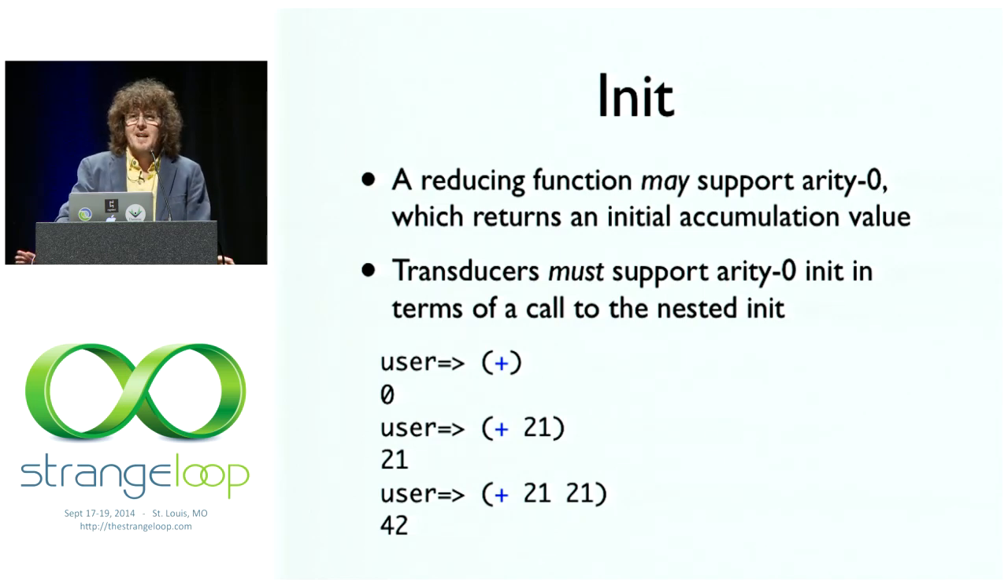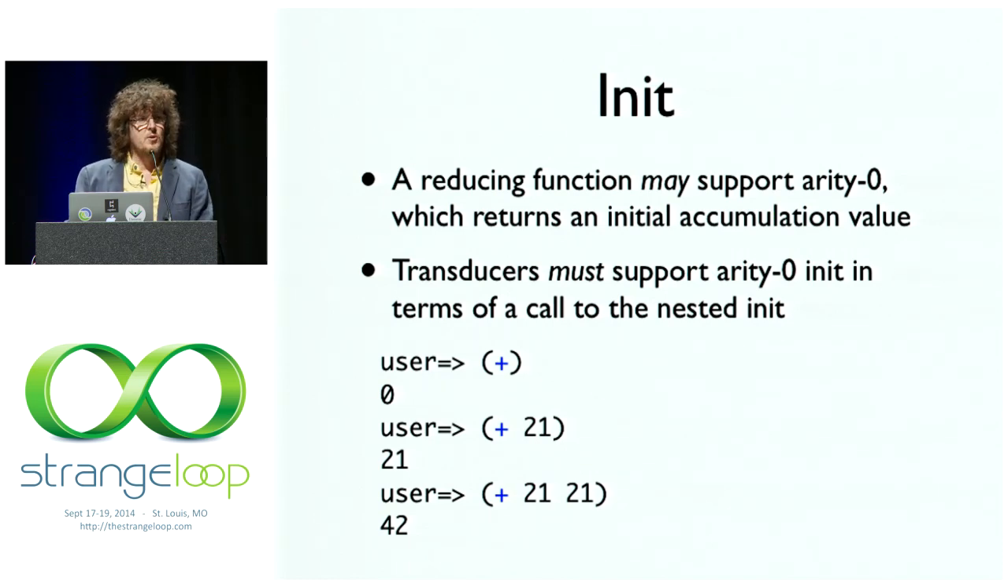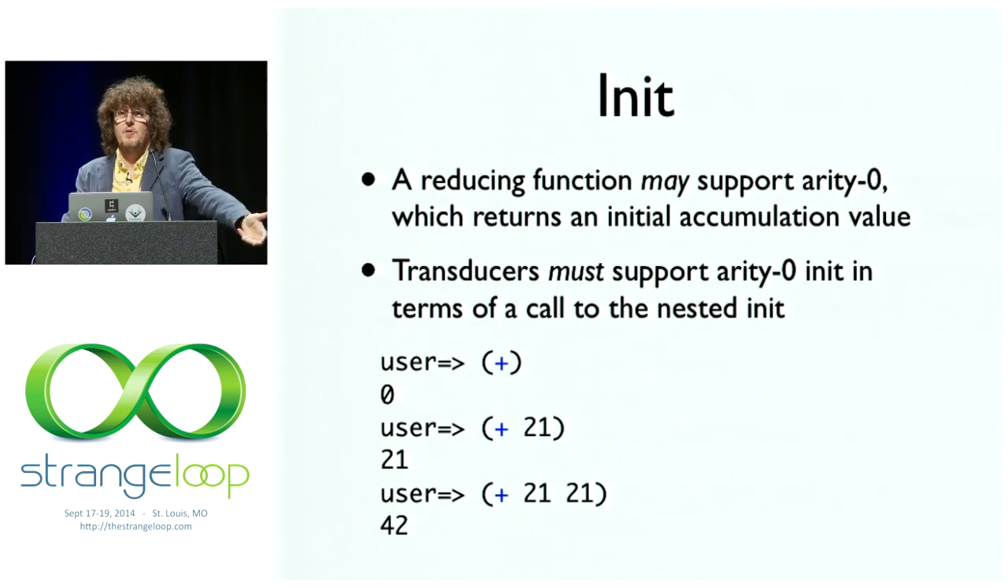Obviously, a transducer can't do that because it's a black box. The one thing it definitely does not know how to do is make a black box out of nothing. Right? Can't do it. So all it can ever do is call down to the nested function. So transducers must support arity 0, init, and they just define it in terms of a call to the nested step. They can't really do it, but they can carry it forward so that the resulting transducer also has an init, if the bottom transducer has an init.